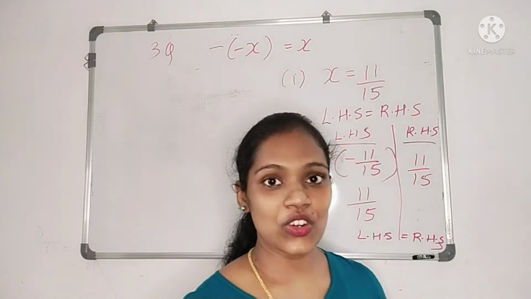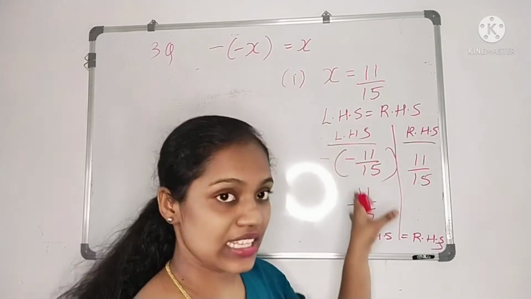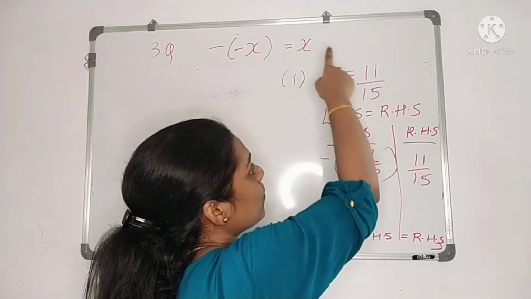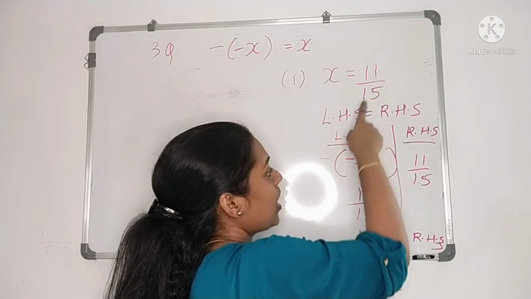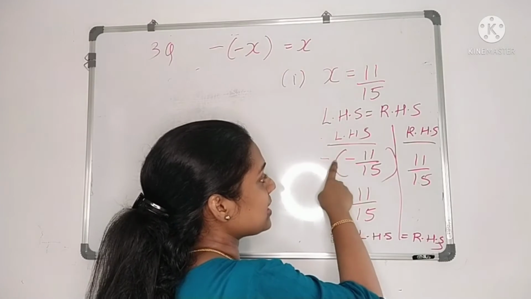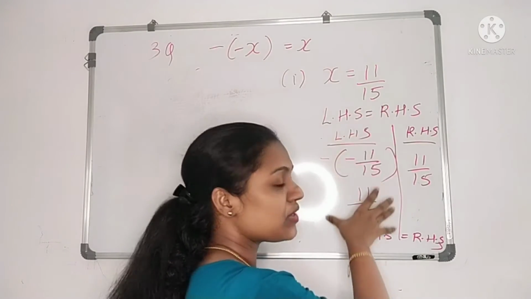So understood? You have to prove both sides. First take the left hand side. Then you put the equation minus of minus x. So what is our x here? 11 by 15. So minus of minus 11 by 15. These two minus signs get cancelled and become plus 11 by 15. This is our left hand side.